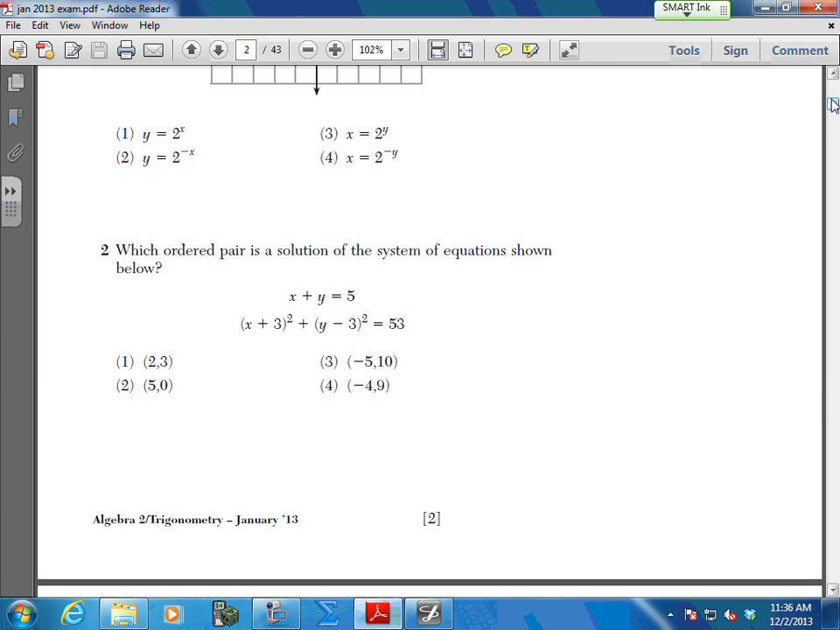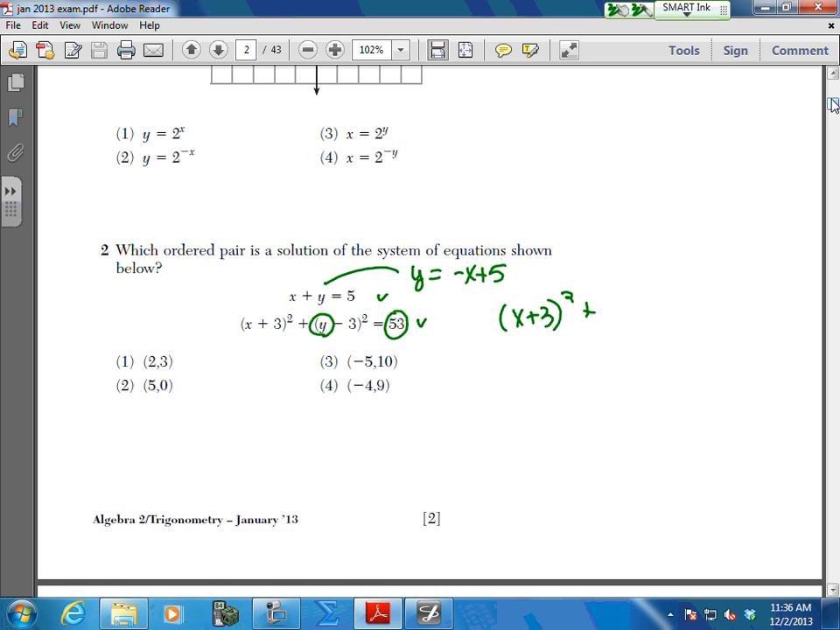In number 2, here's a solution of ordered pairs. Now this one's a circle, and this one is a line. Your best bet is to solve this one for one of your variables and then plug it into the other one. So I'm going to solve this one for y, and we're going to get negative x plus 5. We're going to plug that in to this y and work it through. It's a little bit difficult with this one because of this.